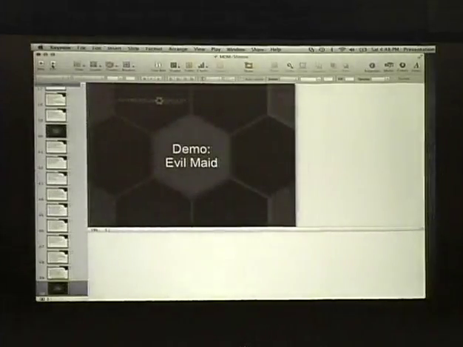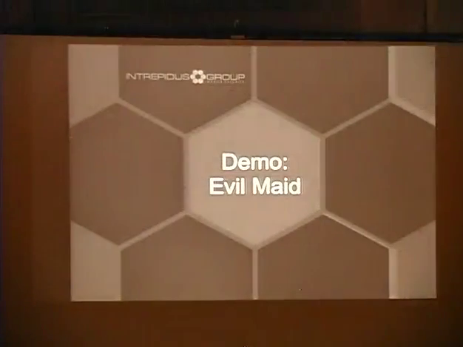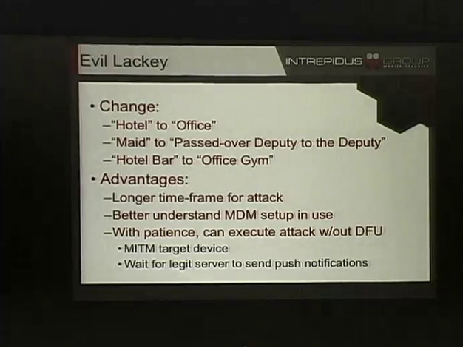So like I said, a little bit crazy, but when you compare that to other things we've read about, you know, booting off a stick or doing cold boot attacks or all kinds of things to get past full disk encryption, I mean, if we're calling the sky falling on those things, then certainly this is more reasonable. I think even more reasonable than evil maid is an evil lackey attack. Instead of a hotel, you think about the office. Instead of a maid, you think of the passed-over deputy to the deputy of the special thing in charge of something else. Instead of the hotel bar, it's the office gym.